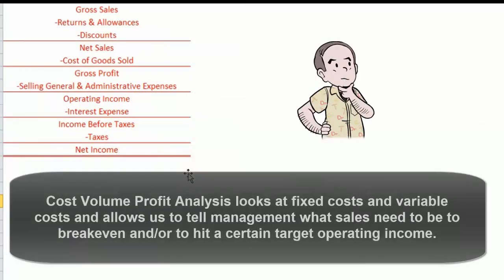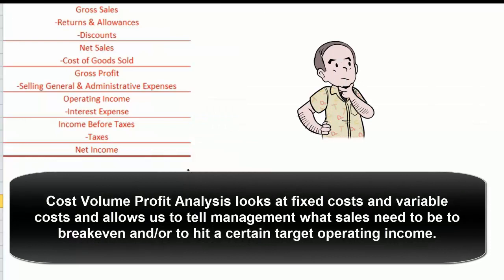Cost, volume, profit analysis is another way to look at our costs that allows us to help management make good decisions about what we should sell our products for, and how many of our products we have to sell to break even, and how many of our products we have to sell in order to get a certain target operating income.